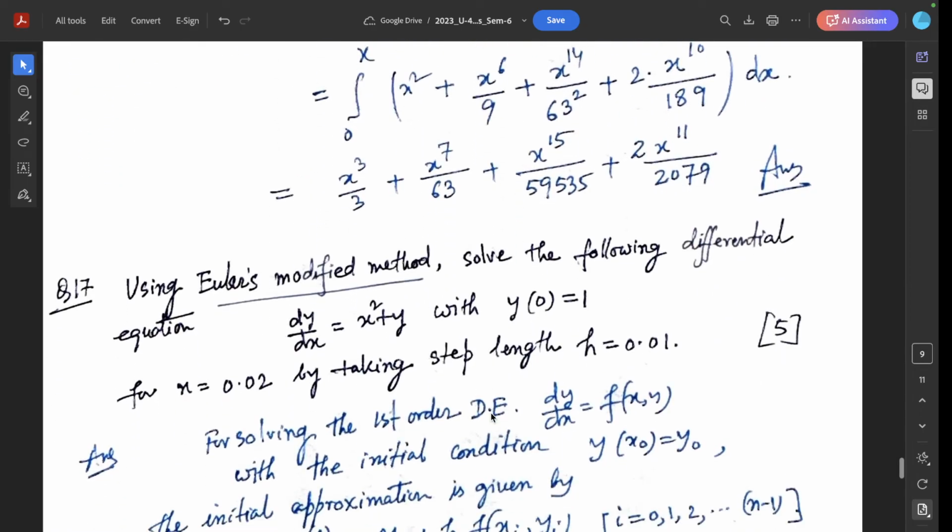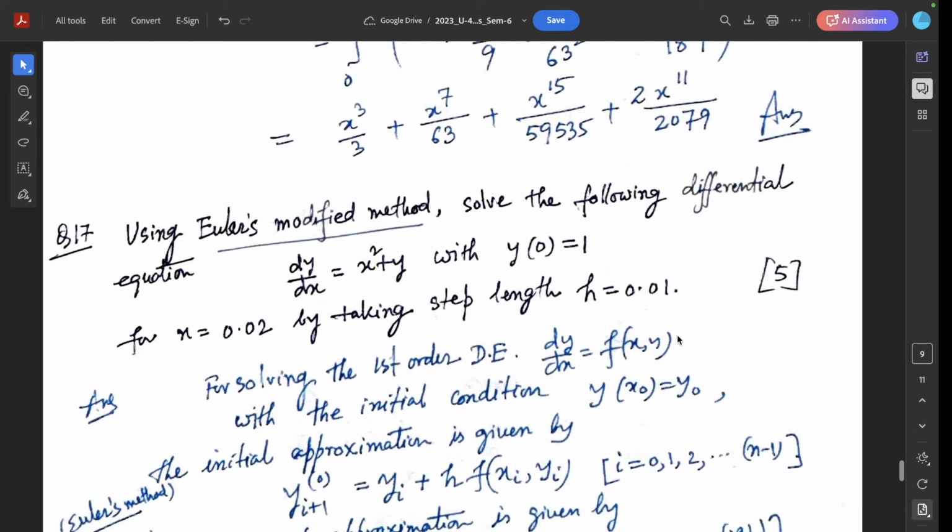Question 17. Using Euler's modified method, solve the following differential equation dy/dx equal to x square plus y with y0 equal to 1 for x equal to 0.02 by taking step length equal to 0.01.